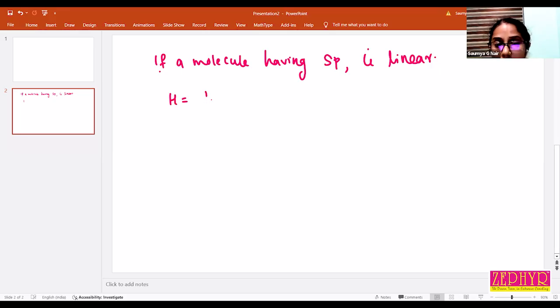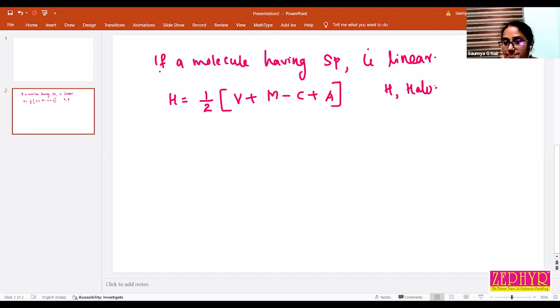H equal to half into V plus M minus C plus A. V is the number of valence electrons. M is the number of monovalent atoms, mainly hydrogen and halogens: fluorine, chlorine, bromine, iodine. Then C is the magnitude of charge of the cation and A is the magnitude of charge of the anion.